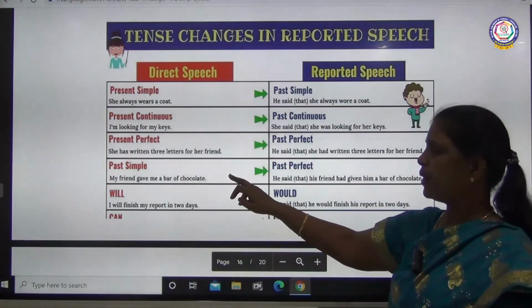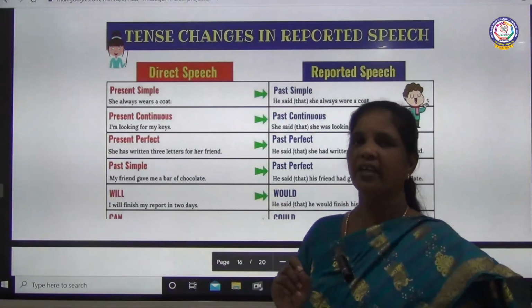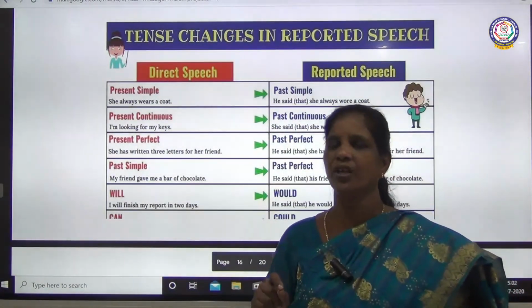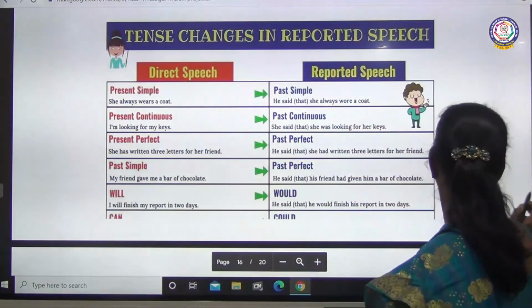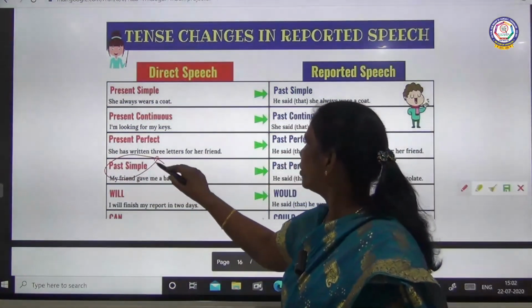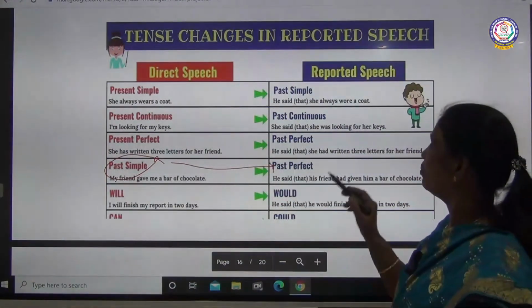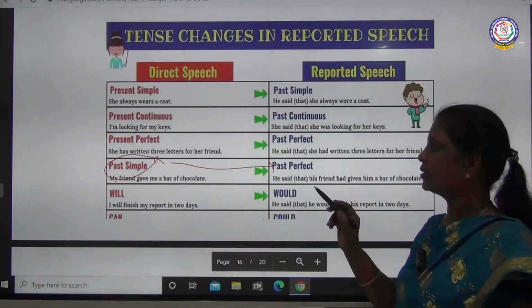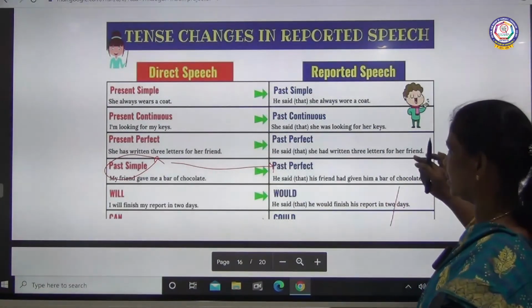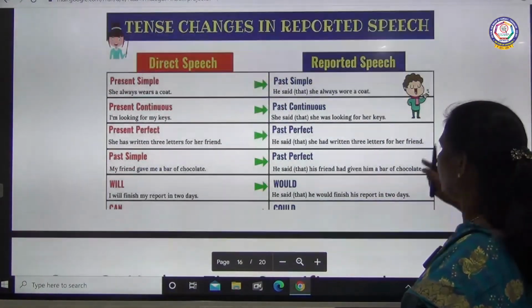But when simple past is there, you must think and write. Sometimes you will know; most of the children will make mistakes here only, children. When it is simple past, you must be very clever that it becomes past perfect. Simple past or past simple means it will be changed into past perfect. It is clear, children? Okay.